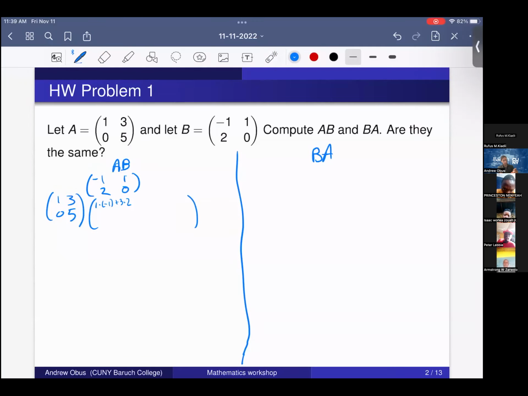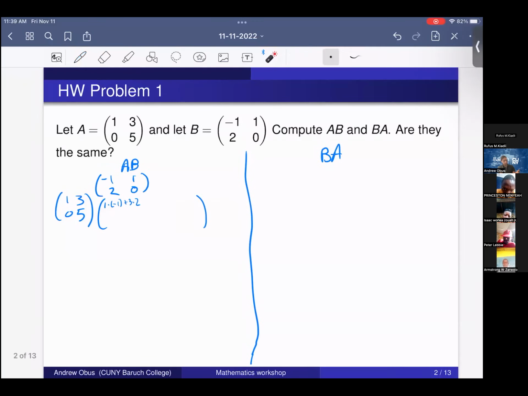And then down here, I'm getting the dot product of 0 and 5 with -1 and 2. So we get 0 times -1 plus 5 times 2. Then over here, similar thing, but we use the second column. So here we have the dot product of 1, 3, and 1, 0. So that's 1 times 1 plus 3 times 0. And lastly, we have the dot product of 0, 5, and 1, 0. So that's 0 times 1 plus 5 times 0.